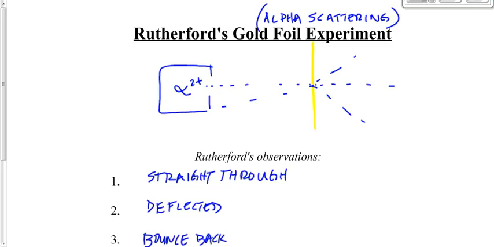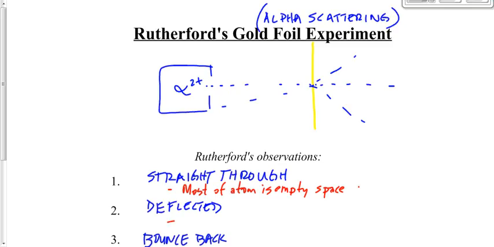Well, the fact that the vast majority of them go straight through tells us that the vast majority of the atom, of gold atoms, must be empty space. Because if it's not empty space, then you're not going to have the alpha particles going straight through. Something's going to happen to them. If most of them go straight through, then it must be because they didn't encounter anything. It was mostly empty space.